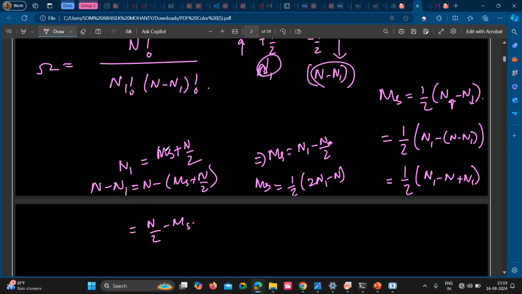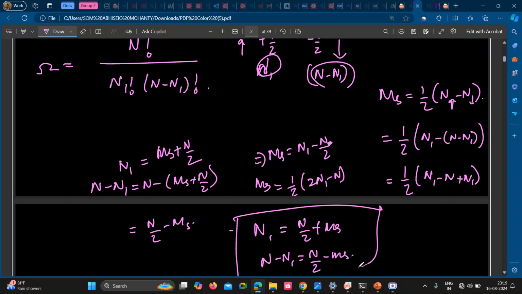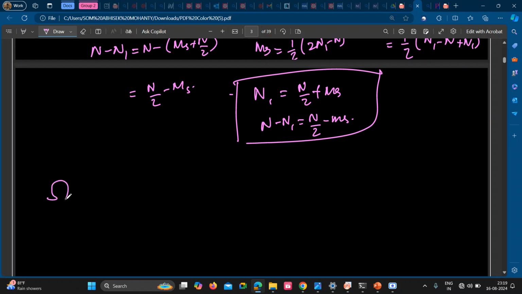Got it? So n1 is what? n by 2 plus ms. n minus n1 is what? n by 2 minus ms. So these are the two values. We just put it here. That's it. That will be the microstates: n factorial divided by n1 factorial times (n minus n1) factorial.